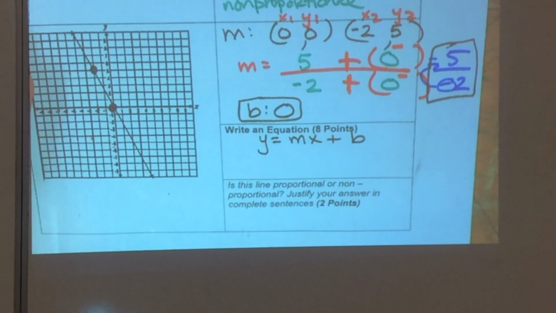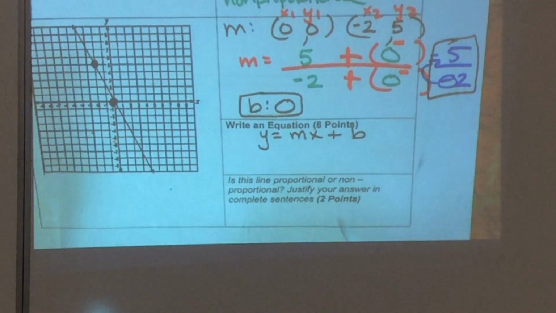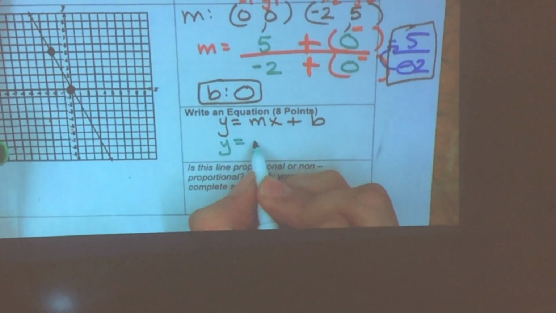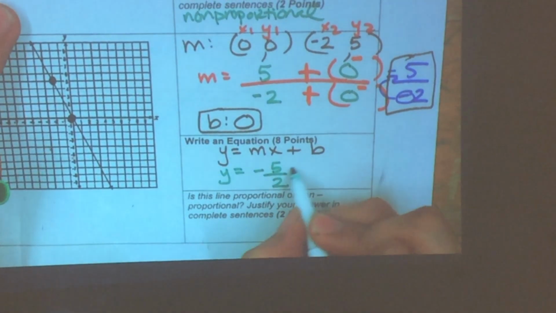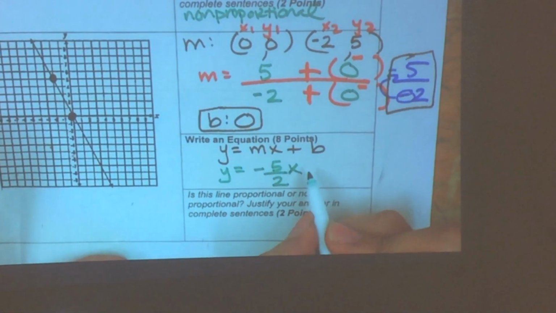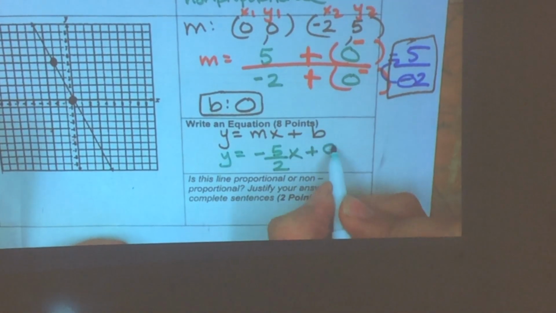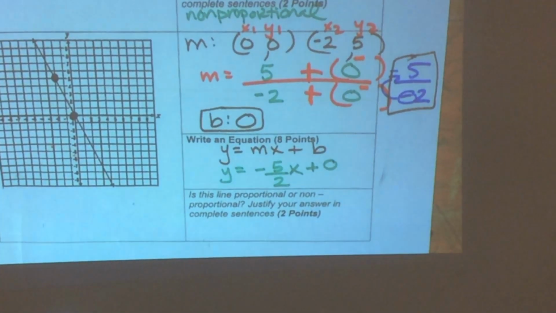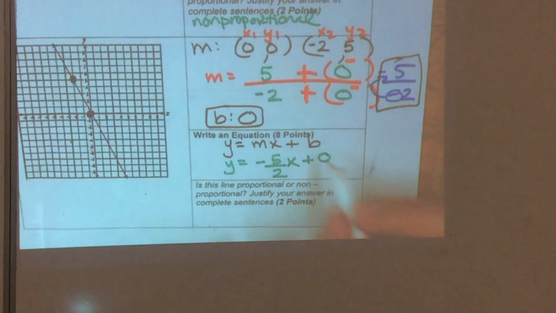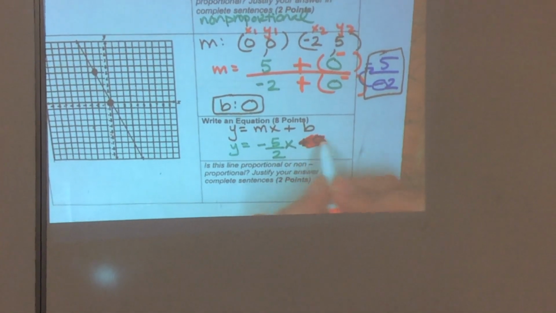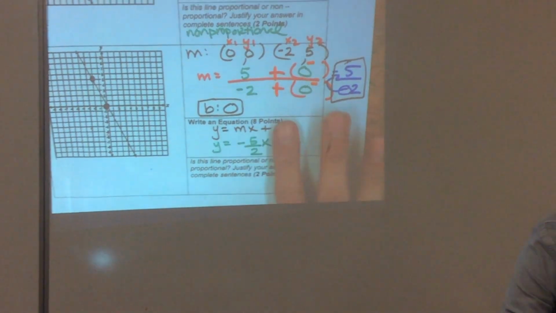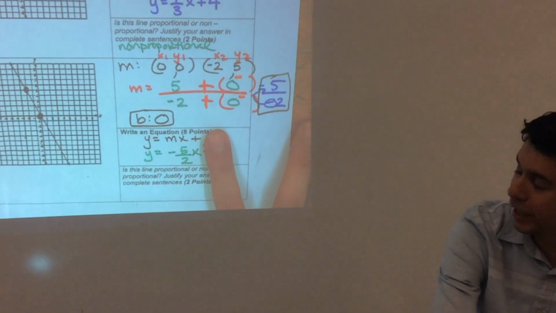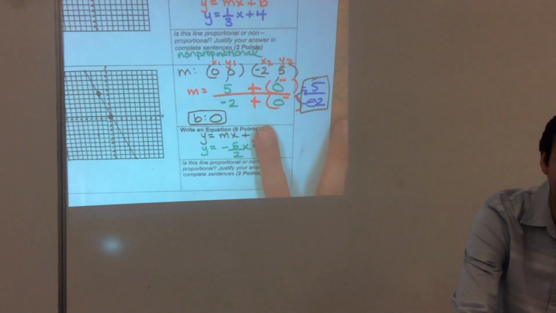And instead of putting the m, what are we going to put here? Negative 5 over 2. Right, and let me put negative 5 over 2. Remember, the negative in the middle? X. And then what was your b? 0. Plus 0. Oh, do you really need to put plus 0 though? Nah. Not really. So don't put plus 0 on the test. Sorry, cross it out. So the answer is just y equals negative 5 over 2x.